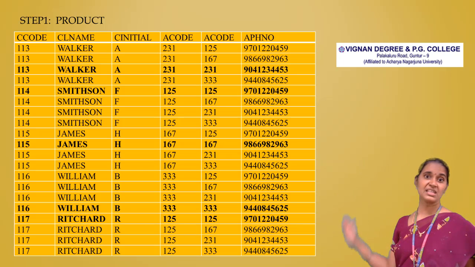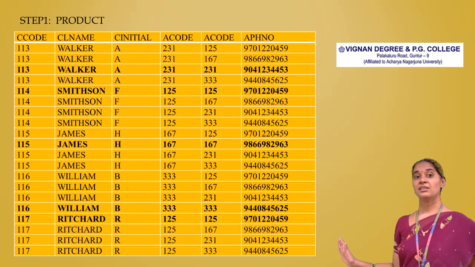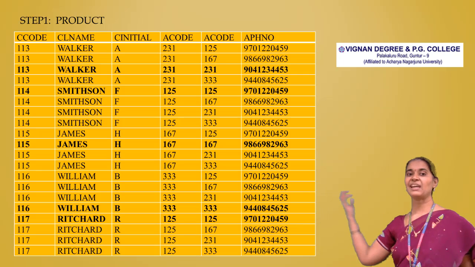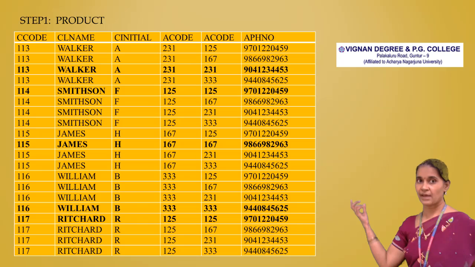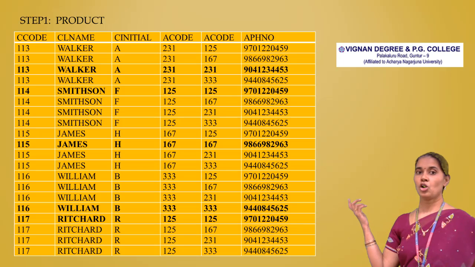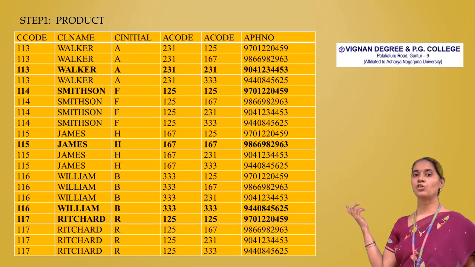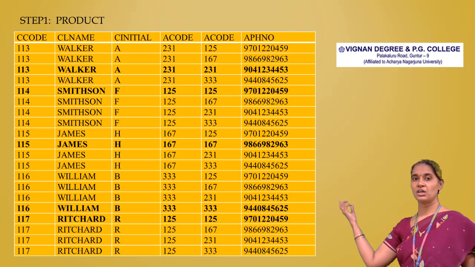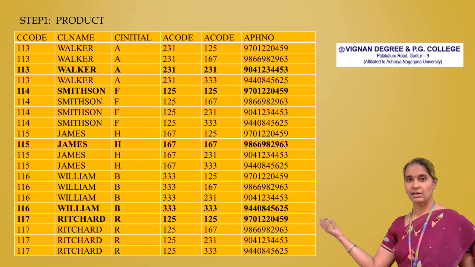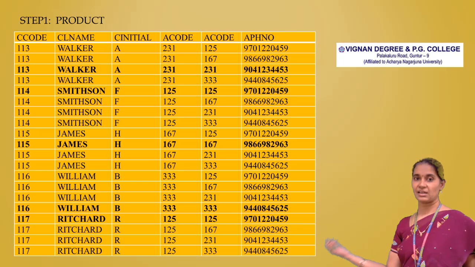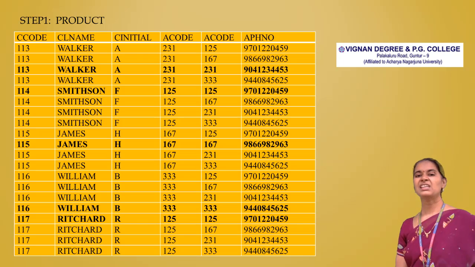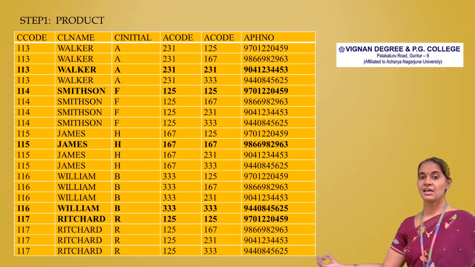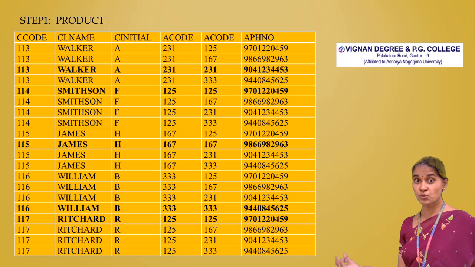If I now look over this table carefully, there are some rows which I have highlighted in which the A code values are similar. If you look at the third row, 231, the A code is similar in both. In a similar way, the fifth one, 125, is similar. After that, 167 and 167 are similar. After that, 333 and 333 are similar. After that, 125 and 125 are similar. So there are A codes which are similar.